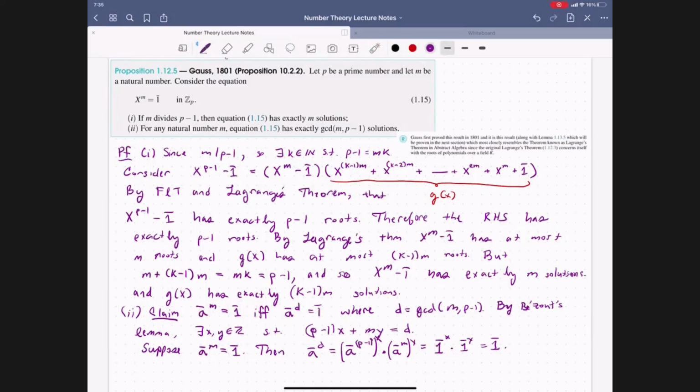So next, conversely, suppose a bar to the d is equal to 1 bar. Well, this one's easier because we know that d divides m.